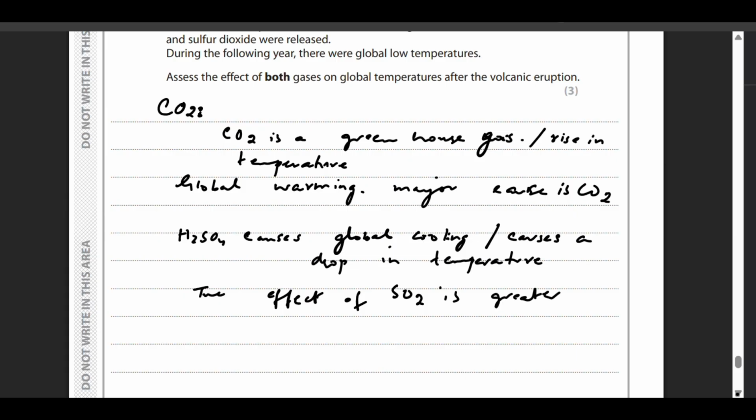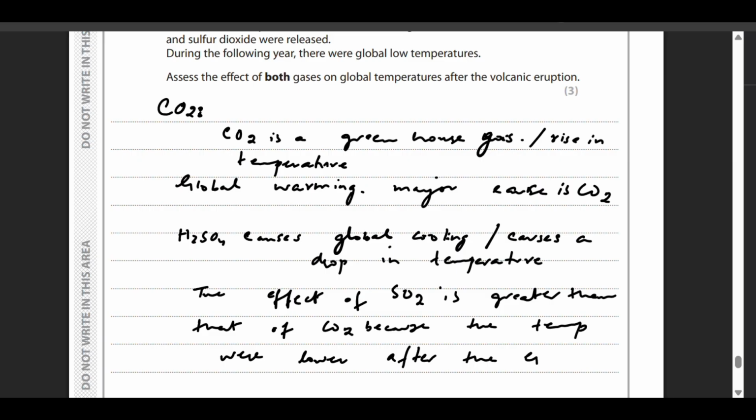The effect of sulfur dioxide is greater than that of carbon dioxide. Why? Because the temperatures were lower after the eruption.